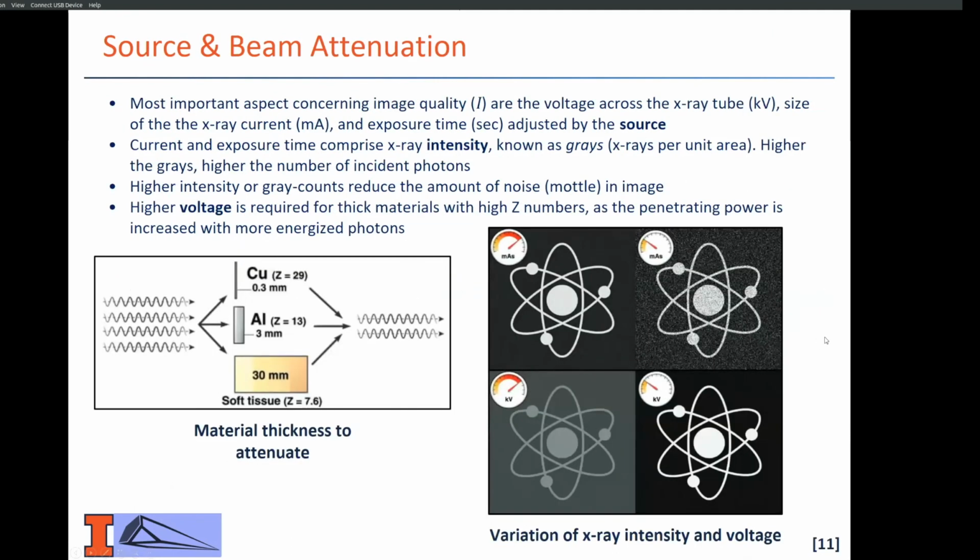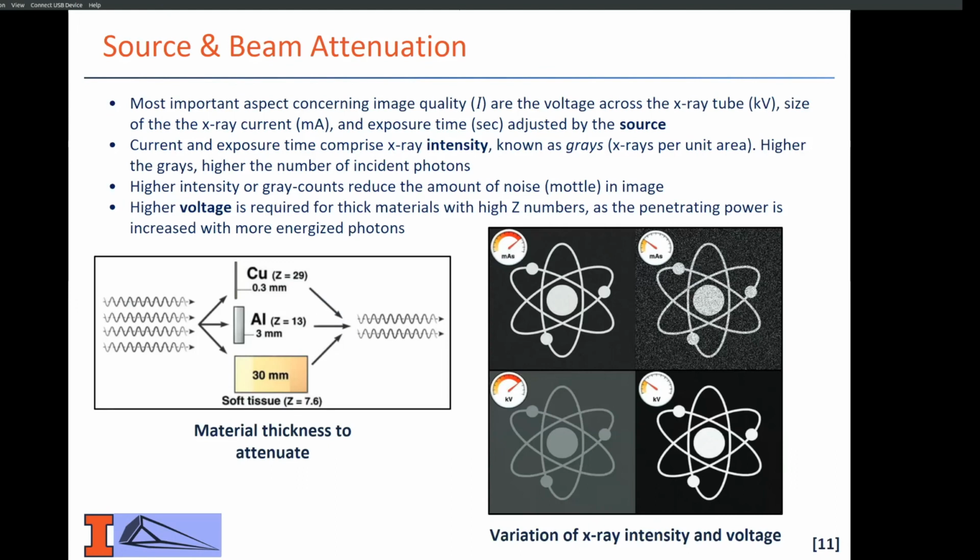Okay, and then back over on the left-hand side, we have our source. One of the more important aspects that we can control with our source is the current and the exposure time, which comprise X-ray intensity, also known as grays, which are just X-rays per unit area. Essentially, the higher the current and exposure time, the higher the number of incident photons passing through our sample. This has the benefit that, with a higher intensity, you can typically reduce that kind of salt and pepper noise that can be apparent with some micro CT scans, as shown in the image on the right-hand side.